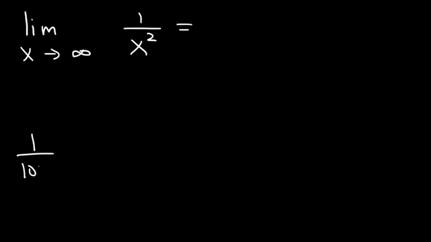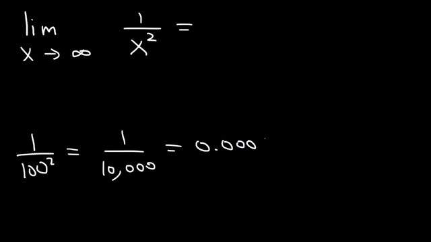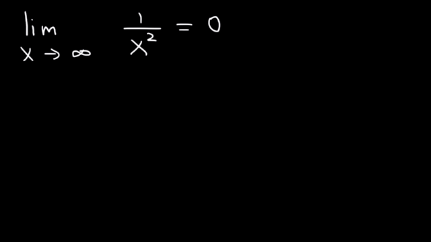Let's try another problem. What is the limit as x approaches infinity of 1 over x squared? Well, here we have another bottom-heavy function. And if we plug in a large number, let's say like 100, 100 squared is 10,000, and 1 divided by 10,000 is still a very small number, 0.0001. So we could say this is going to approach 0. Anytime you have 1 divided by infinity, it's always going to equal 0.